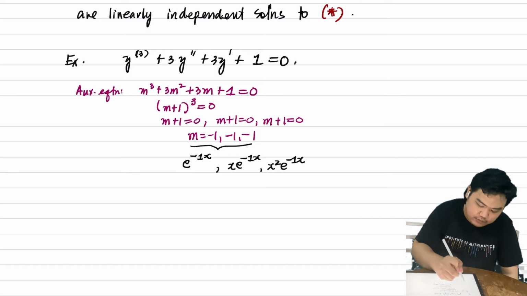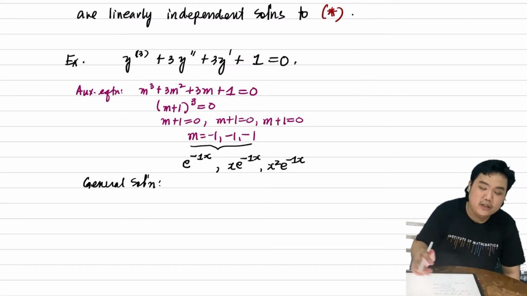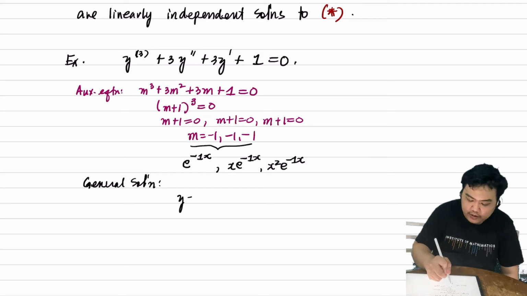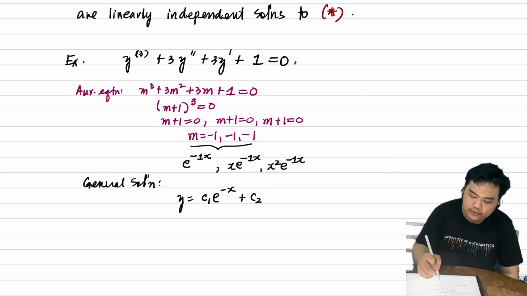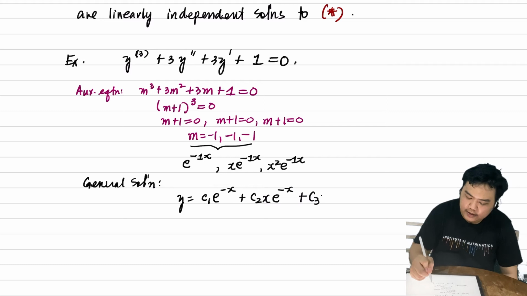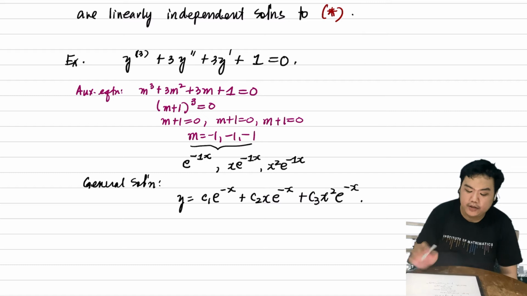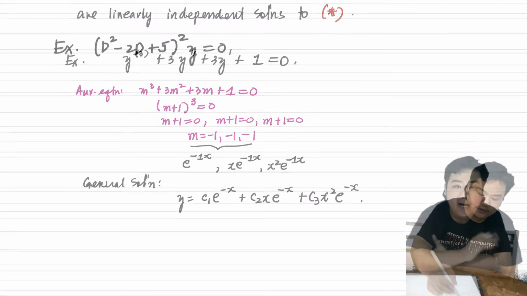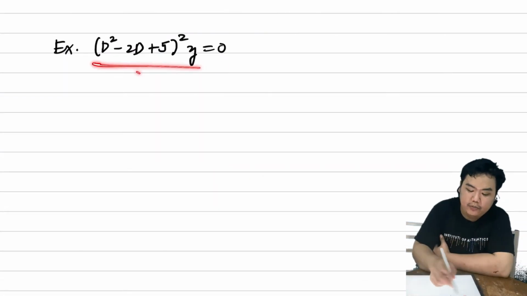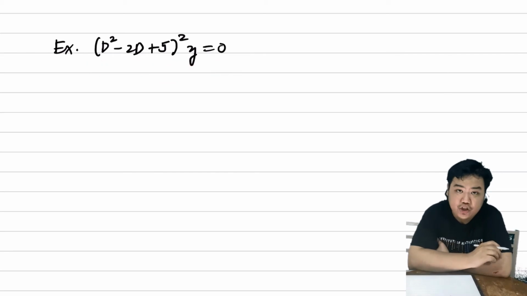So from there, makukuha mo na yung general solution. So the general solution is y equal to c1 e raised to negative x plus c2 x e raised to negative x plus c3 x squared e raised to negative x. And as you can observe, ang ginawa ko lang, naglagay lang ako ng c1, c2, c3 dito, and then inadd ko lang sila. Okay, for our next example, we have this homogeneous linear differential equation.